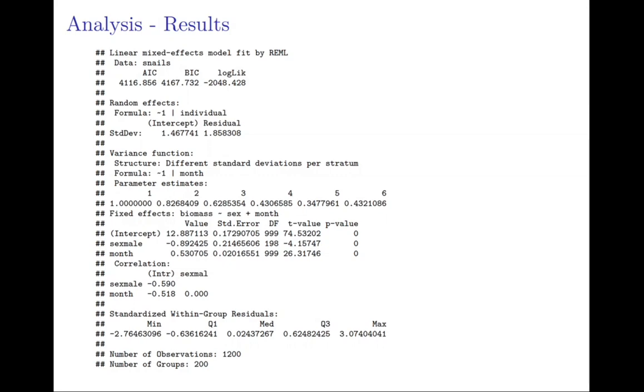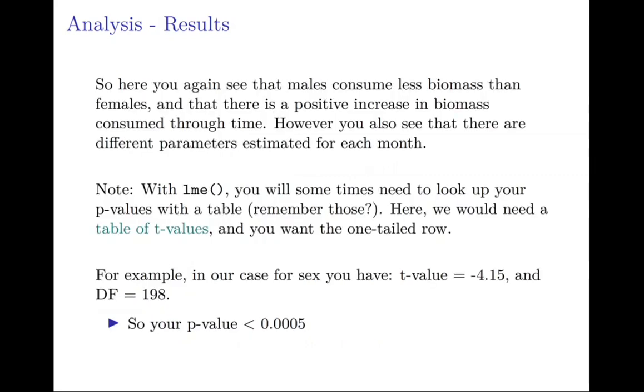Here are our results. We can see that in our variance structure, we get parameter estimates for each month. So 1 through 6, you can see that they're estimated differently. They range from 1 to about 0.34. And then when you look at the fixed effects, you can again see that sex and month are determining the amount of biomass consumed. So here you again see that males consume less biomass than females, and that there is a positive increase in biomass consumed through time. However, you also see that there are different parameters estimated for each month, as I mentioned.